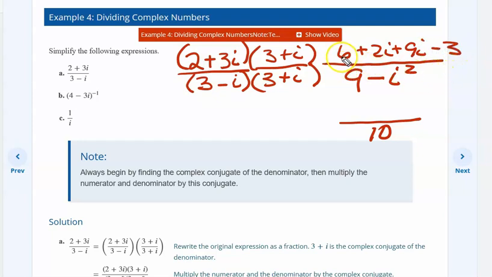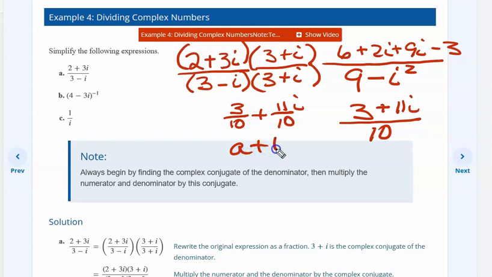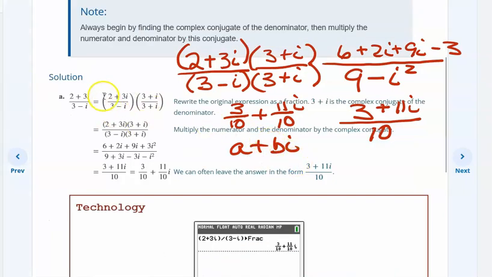Now we have 6 minus 3 is 3. And this is going to be plus 11i. Now, if you put your answer into the software this way, they're going to count it wrong. Why? Because it's not written in the proper form. It has to be written 3 over 10 plus 11i over 10. Now it's in the proper form, a plus bi. Okay, there's the work for this first example.